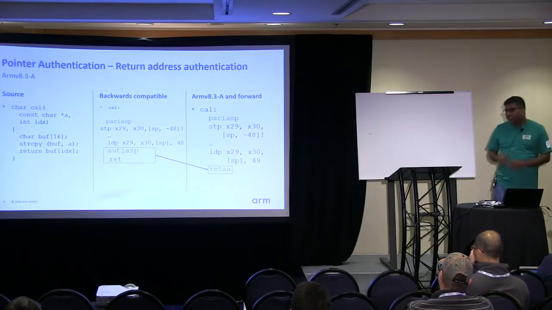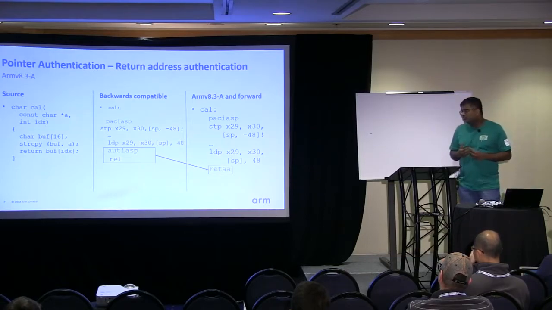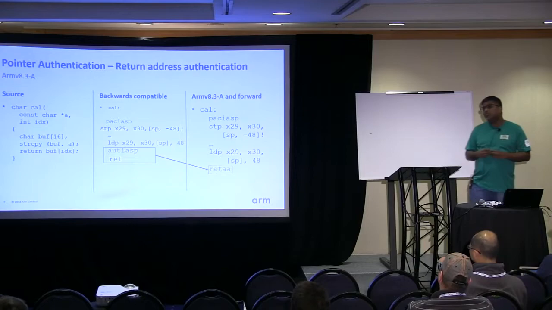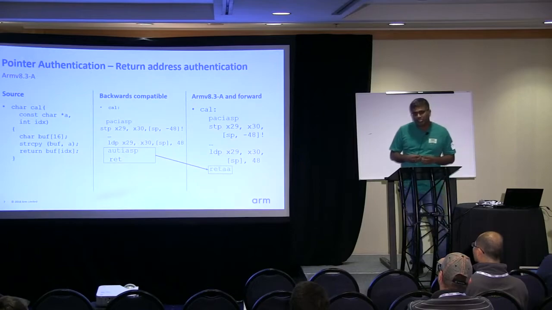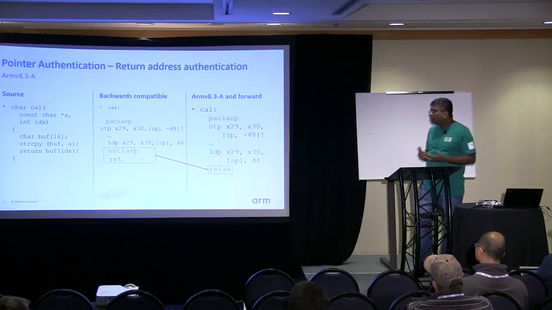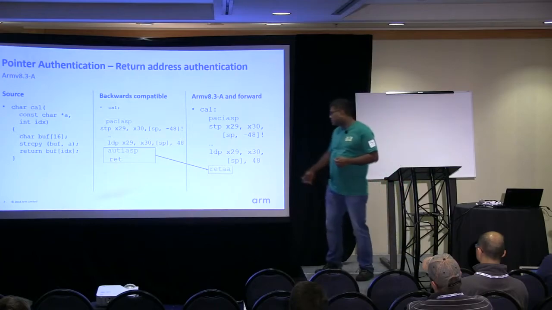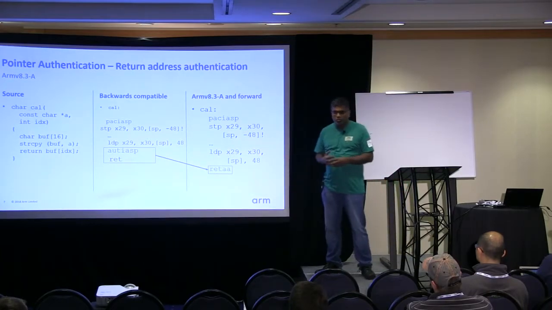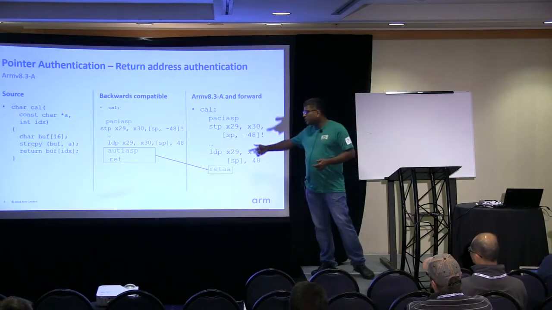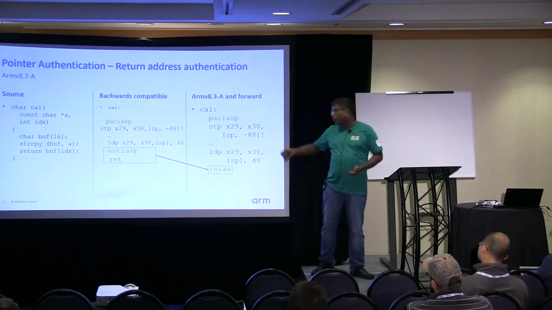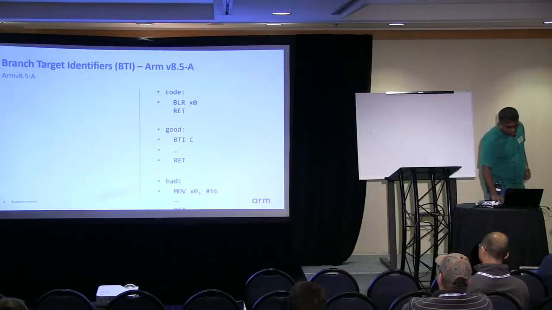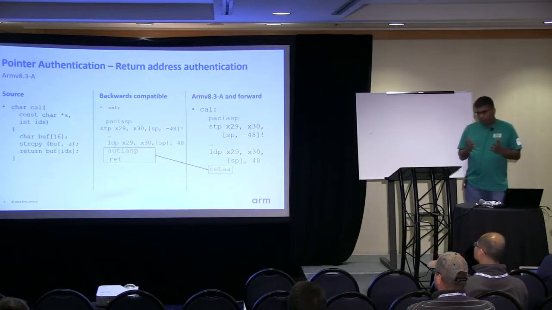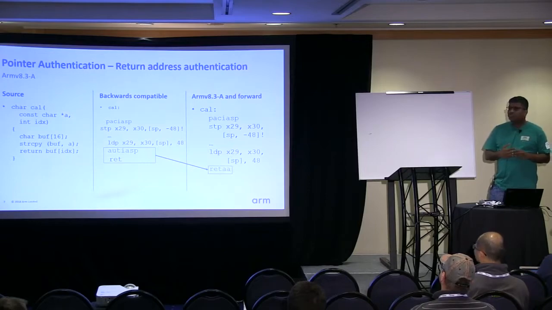So PACIASP and AUTIASP are a couple of instructions which we've added in the NOP space. This means that the instructions are backwards compatible, and therefore you can deploy these on older architectures. On ARMv8.3 and beyond, we've got some of these fused instructions which try and reduce some of the code size bloat. They would end up doing the return as well as an authenticate. They would authenticate and then return in this. So this extension allows us to help prevent against ROP attacks.